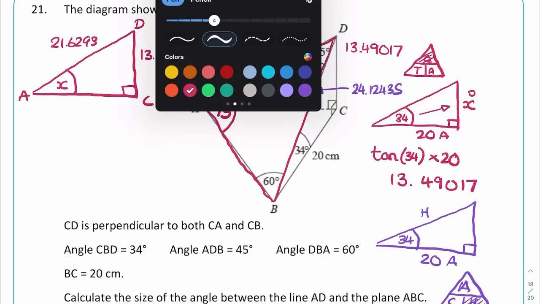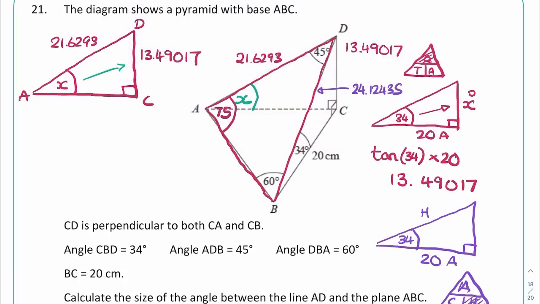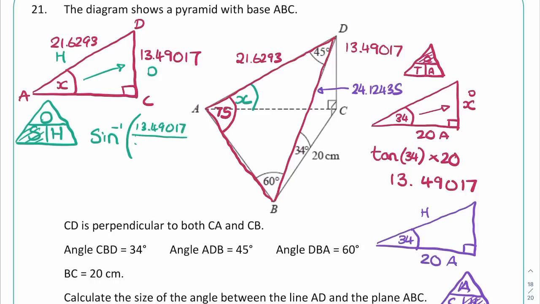Now, labelling this triangle up, we have got the opposite and we've got the hypotenuse, so we're going to be using sine. This time we are looking for the angle. When you're looking for the angle, we cover up the letter, and it's O over H. When we're finding the angle as well, we have to press shift sine, so it's sine minus 1. The O is 13.49017, and the H is 21.6293. So let's type that in.